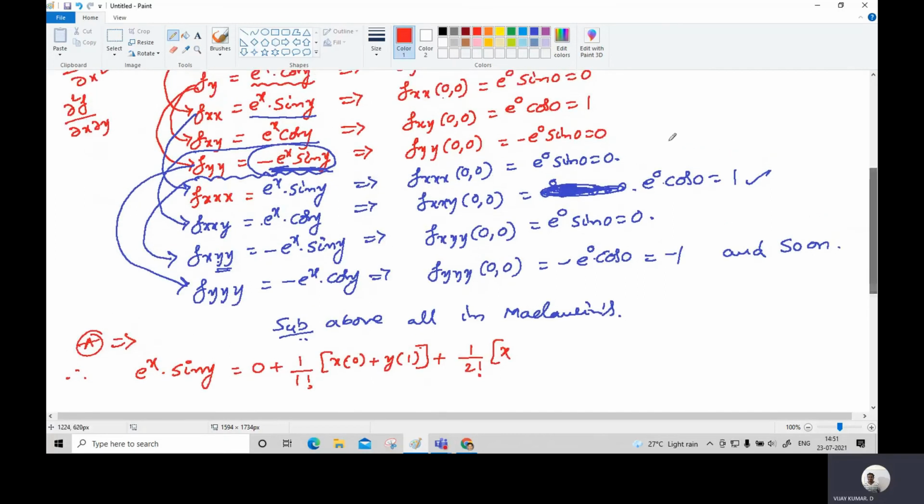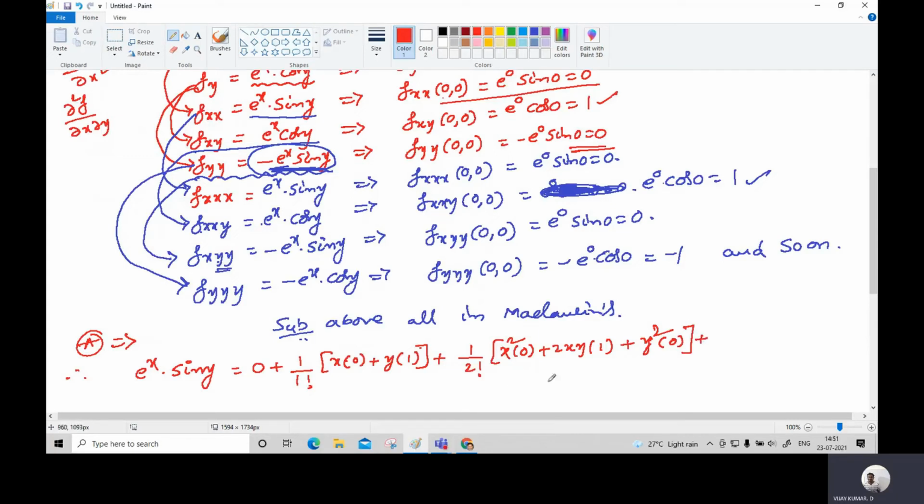Okay, plus 1 by 2 factorial into x square into f double x at origin. F double x at origin is also 0, I think, this one, which is 0, plus 2xy into fxy at origin, which is 1. Just I am replacing the values in order. Plus this is x square, this is y square. Y square into f double y at origin, which is also 0.